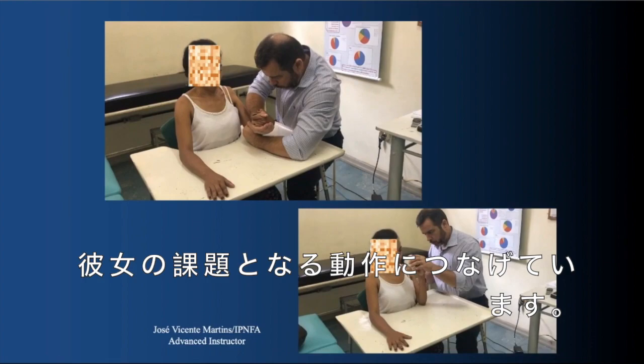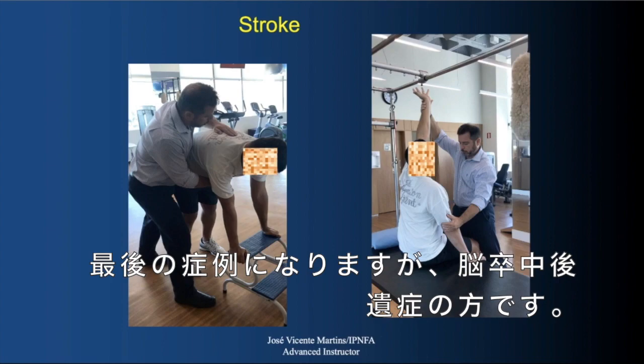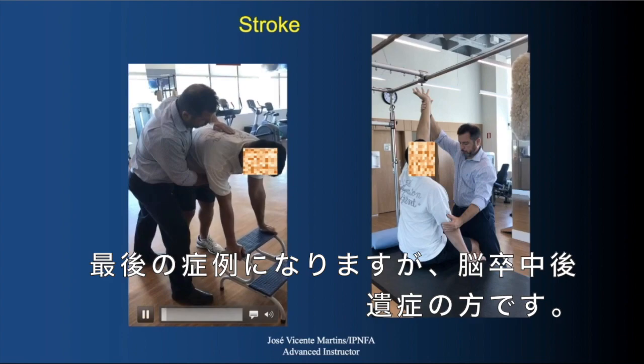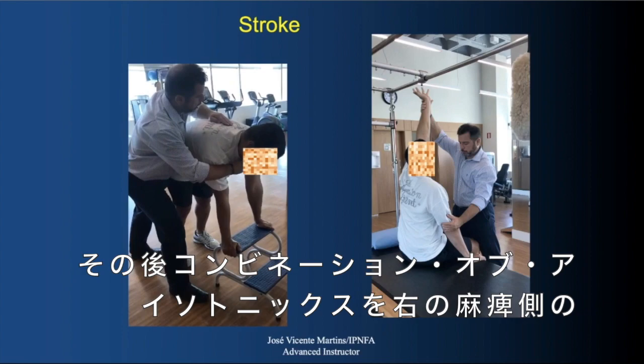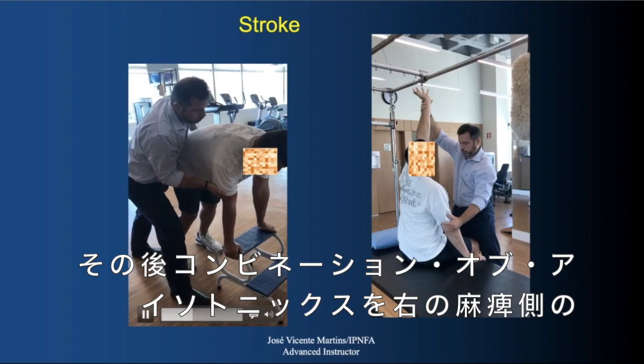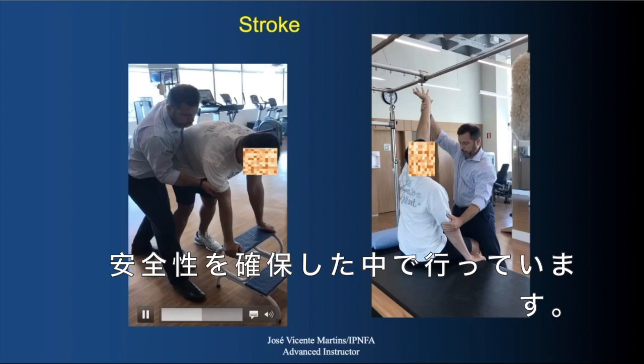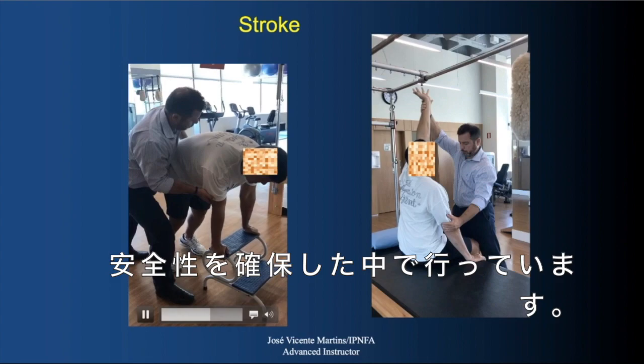And the last case, we can see a stroke patient. So I'm working with him in a closed kinematic chain using this kind of stimulation for serratus anterior. And after that, combination of isotonics. This is the affected arm. And I'm here on his side just to give him more security.